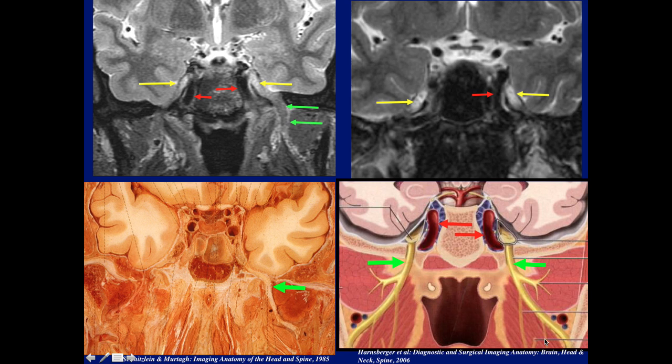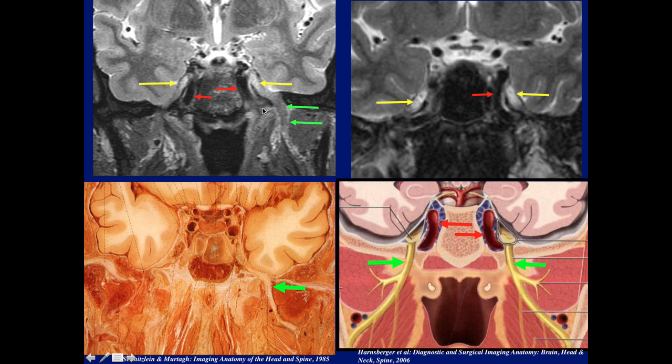Now, one of the ways to try to identify the position of the mandibular nerve in the foramen ovale is to look at the carotid arteries. If we look at this diagram here, we see the carotid arteries as they go vertically from the temporal bone to enter the cavernous sinus. And at this level, where we see this vertical position of the carotids, is where the foramen ovale and the mandibular nerve would be.